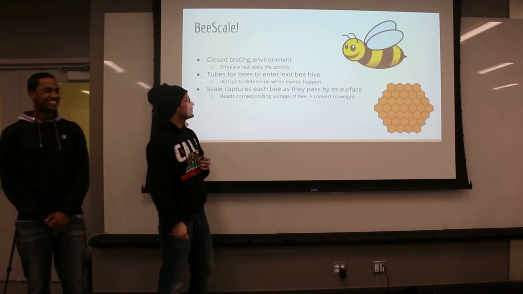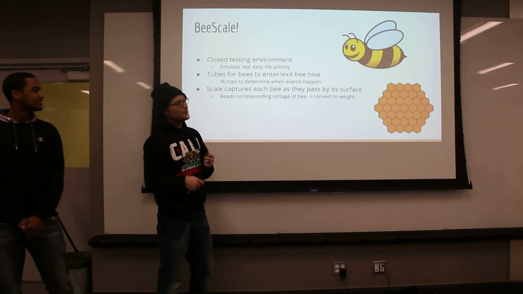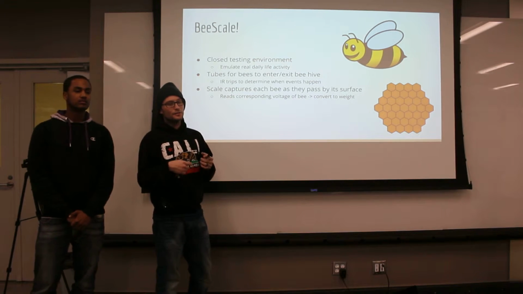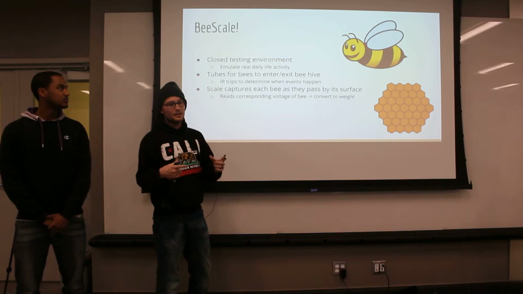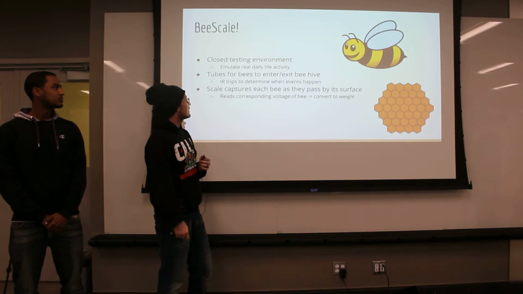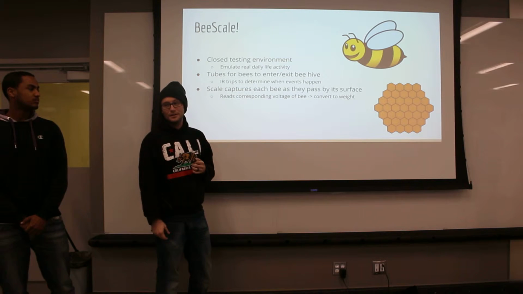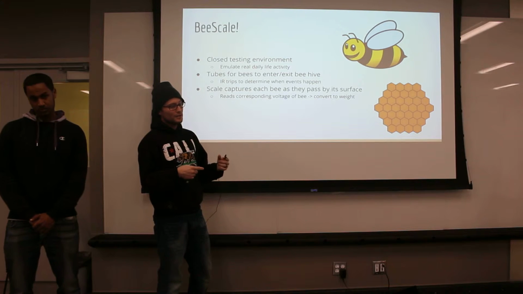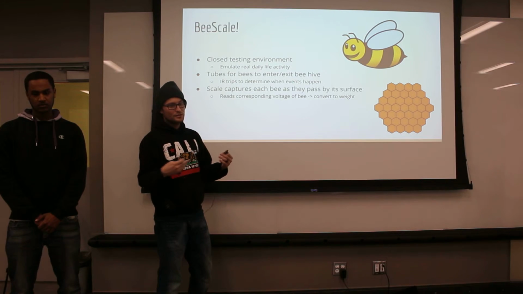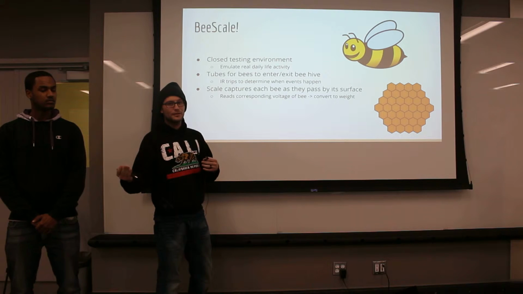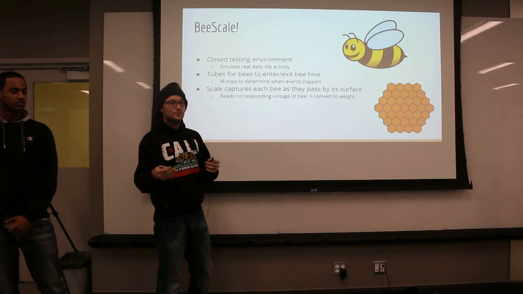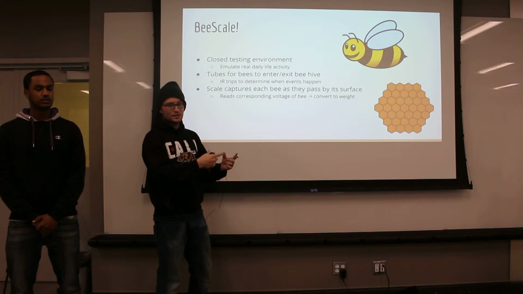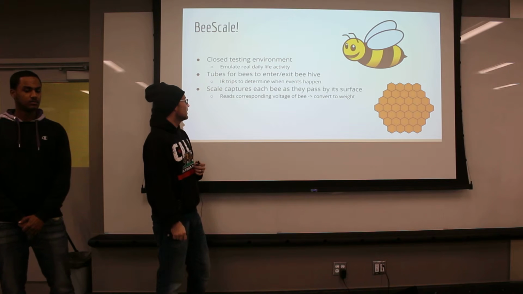Alright, so what is the B-scale? So the B-scale is going to be within a closed test environment. They're going to try to grow a live colony within a test structure and keep track of bees' daily lives. And then the way that it's set up is that there'll be tube sections for entrance and exits for the bees so they can go out into the wild and also go into a food area that the entomology department has supplied for the bees.